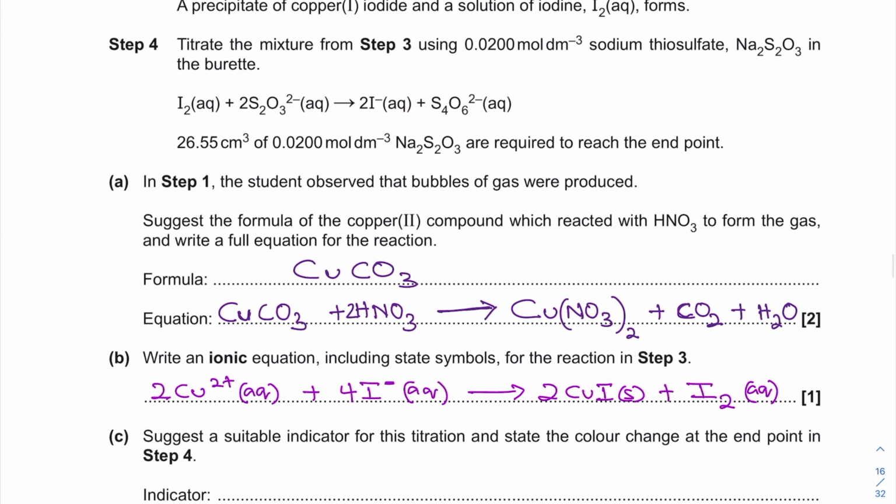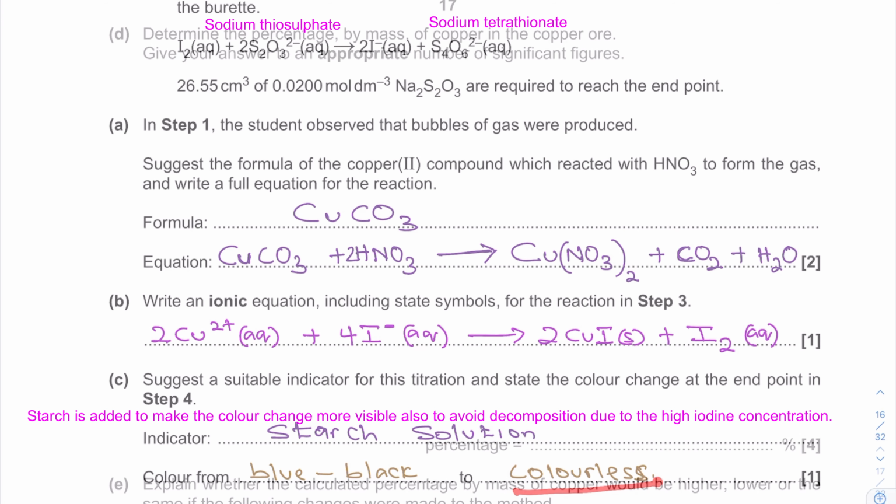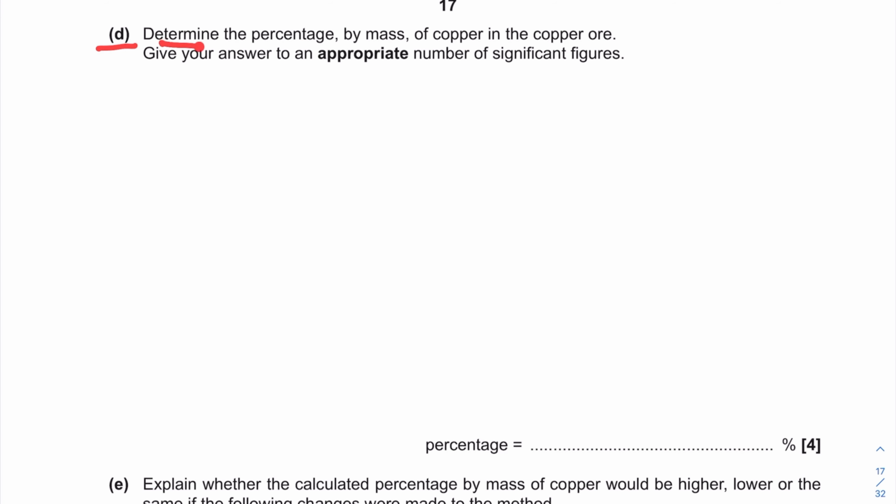C. Suggest a suitable indicator for this titration and state the color change at the end point in step 4. We need to add starch solution towards the end, and the color change will be from blue-black, which is the starch solution, to colorless. D. Determine the percentage by mass of copper in the copper ore. Give your answer to an appropriate number of significant figures.